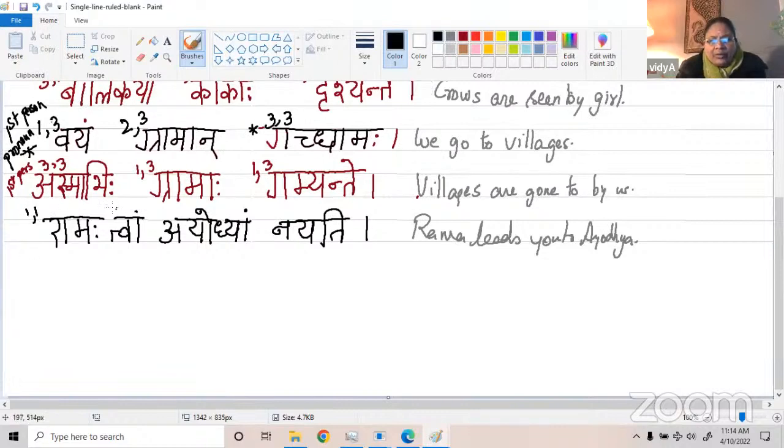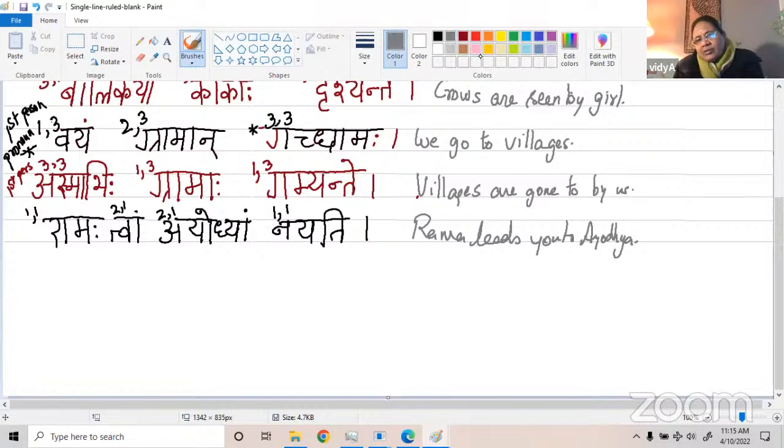Ramaha is 1-1. Tvam is 2-1, but of the second person. Sadhu, just as we did Vayam is 1-3 of first person, like that Tvam is the 2-1 of second person. Ayodhyam is 2-2. Why 2-2? It is 2-1. Ayodhyam is 2-1 and Nayati is 1-1. Okay, so in this case, Nayati becomes Niyate.